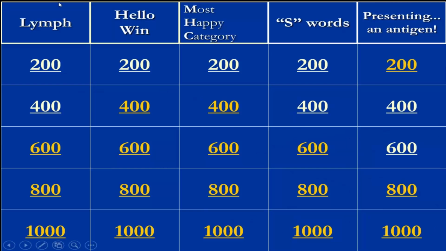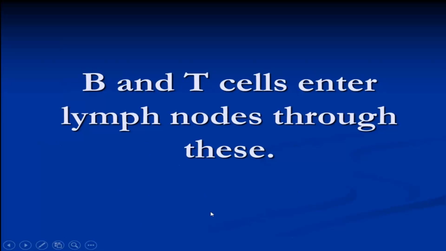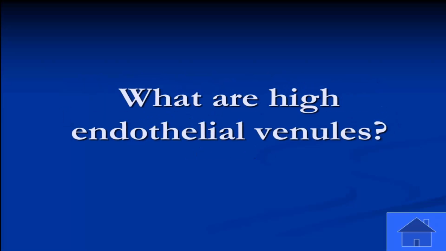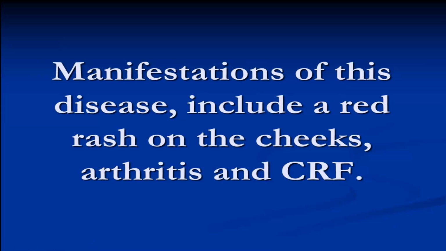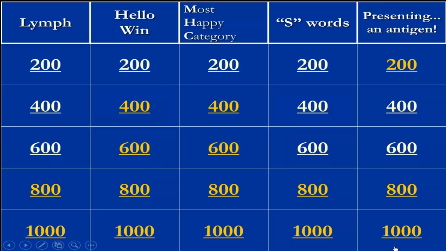Lymph for 600. B cells and T cells enter the lymph nodes through these. What are the high endothelial venules? Let's do the S words for 600. Manifestations of this disease include a red rash on the cheek, arthritis, and chronic renal failure. What is lupus?